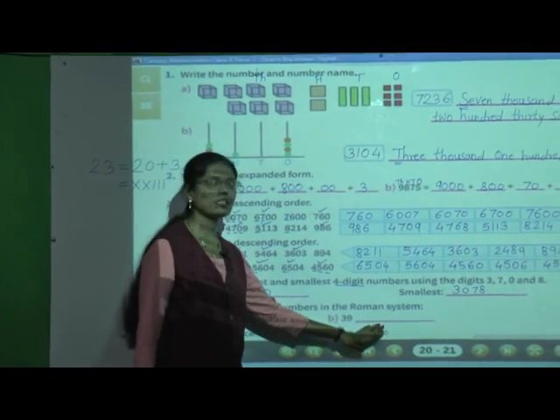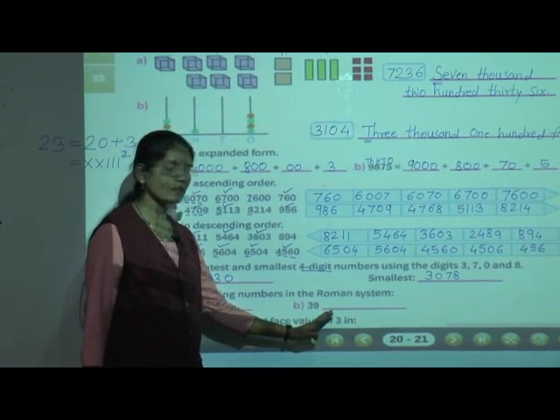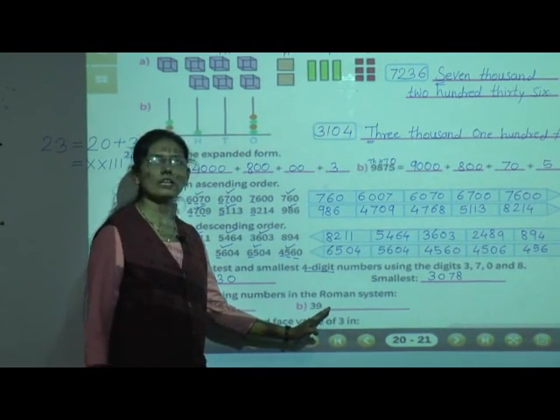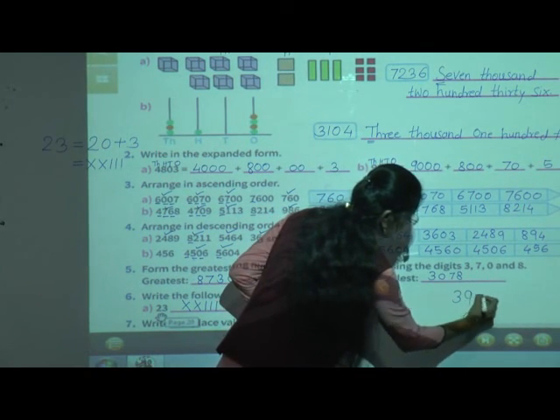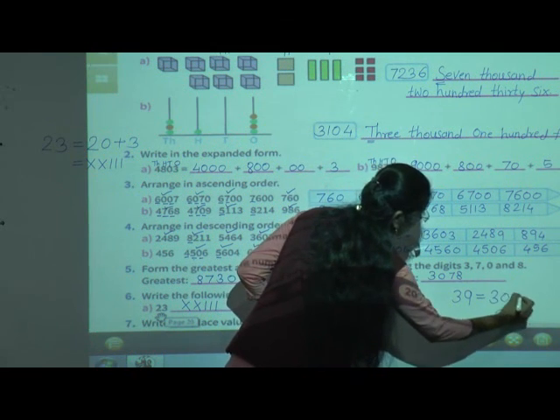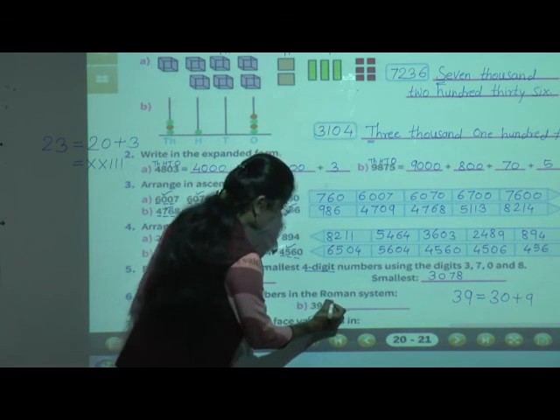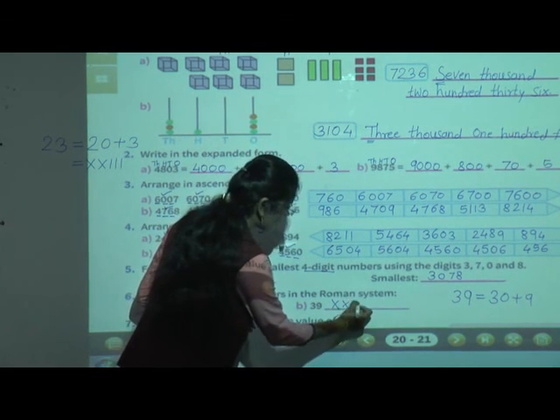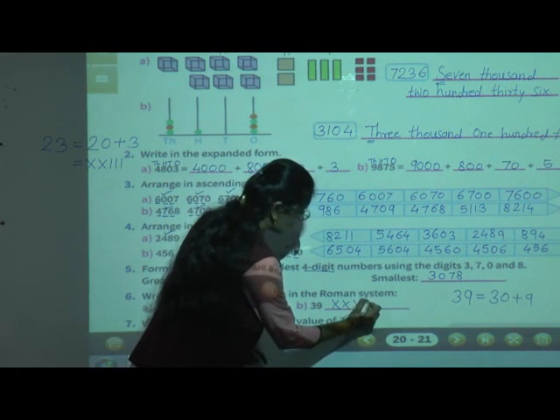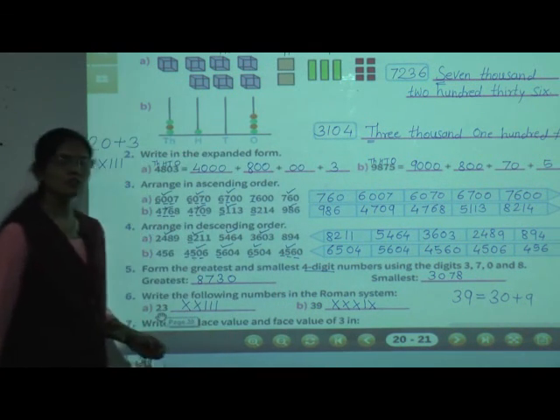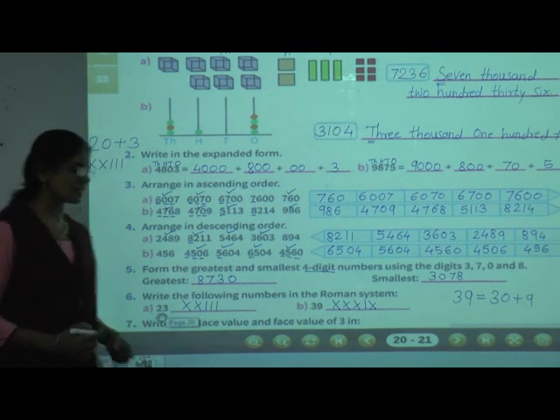Now see this 39. Again this is a 2-digit number. It is more than 10. So in that case we have to split up the number. So 39 I will split up here. 39 is equal to 30 plus 9. So for 30 we can write triple X, because X means 10. So triple X is equal to 30, and for 9, IX. So in this way we can represent 39 in the Roman number system.